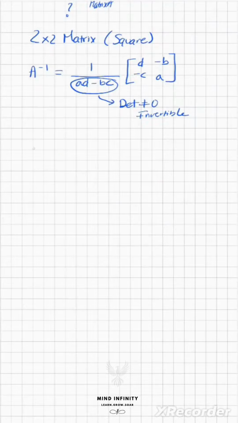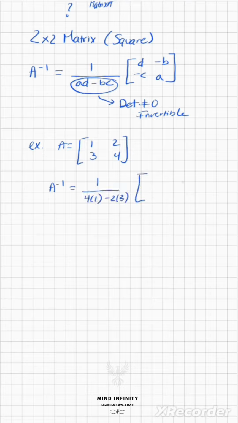Now let's have an example. Let's say you have matrix A as 1, 2, 3, 4. So the inverse of it will be 1 over 4 times 1 minus 2 times 3. And for here, it's pretty easy. You just exchange these two, so 4 and 1, and then these two will be negative. So minus 2, minus 3.